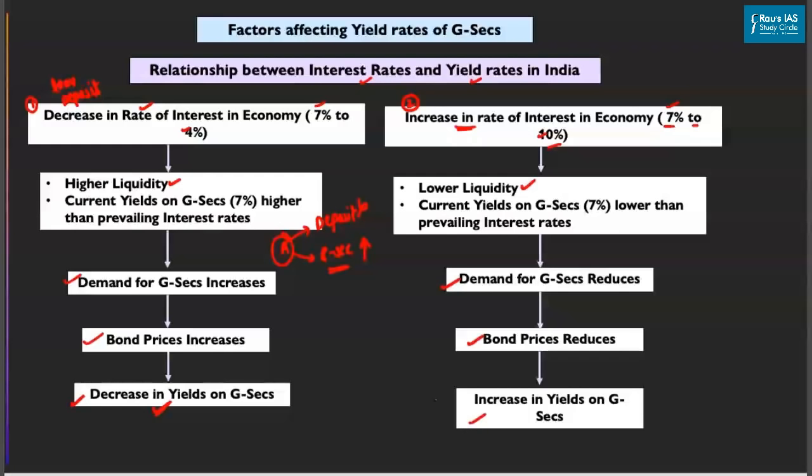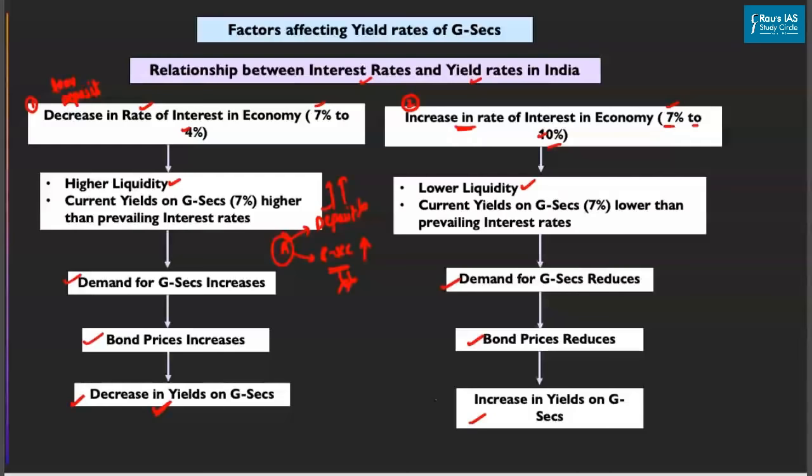At the same time, consider the same example here. Now you as an investor can keep your money either in the form of deposits or government securities. Earlier, if you kept your money in deposits, you were getting only 7% interest, but now you are getting 10%. So your returns on keeping this money in deposits are much higher than in keeping it in government securities. So automatically the demand for government securities would reduce, the bond price would reduce, and hence there would be an increase in the yields on the government securities.